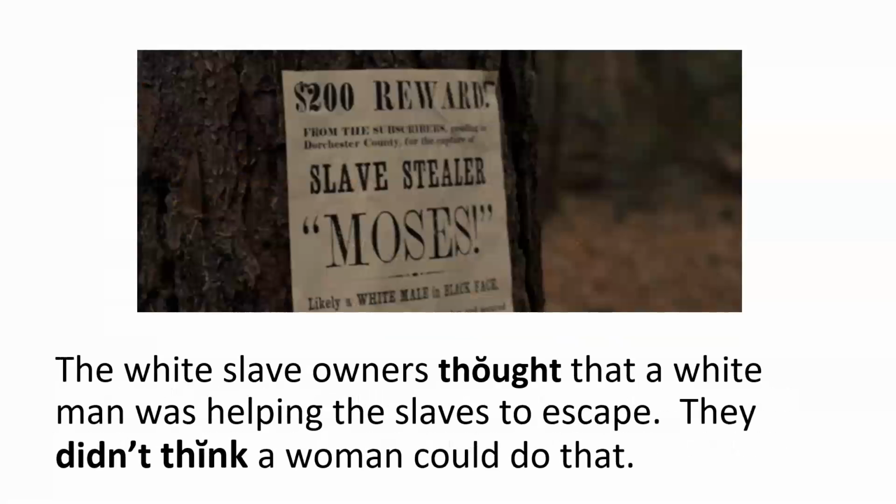And in this case, the white slave owners thought that a white man was helping the slaves to escape. It says likely a white man in blackface. They thought that a white man was helping the slaves to escape, and they didn't think a woman could do that. They didn't think a woman could do it. So here you can see for the negative form, in the second verb, we go back to the base form. You have to know both think and thought.